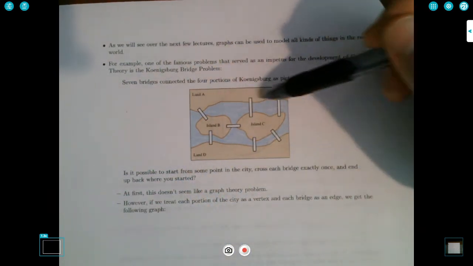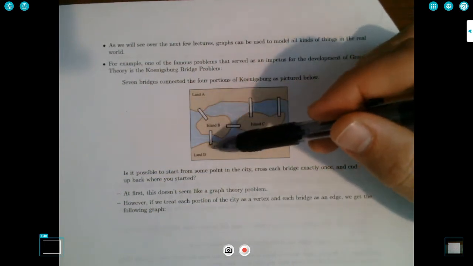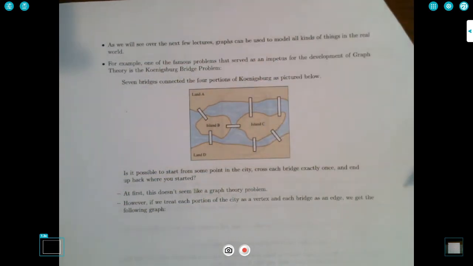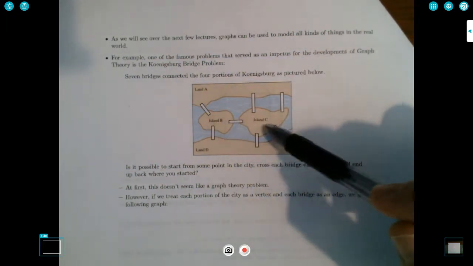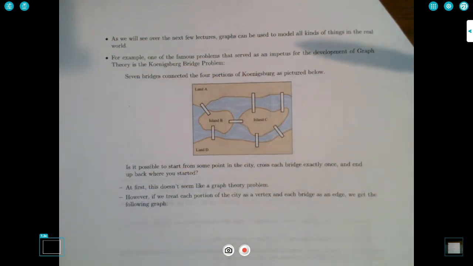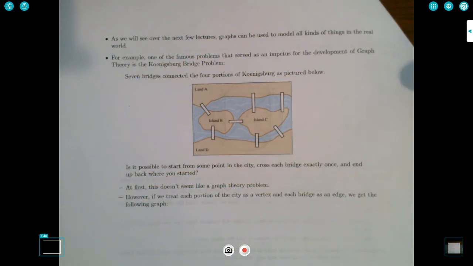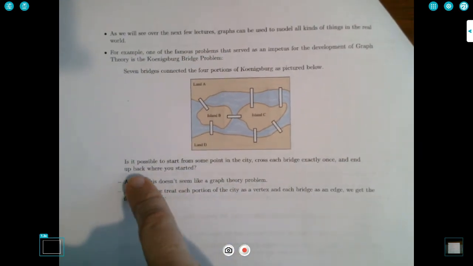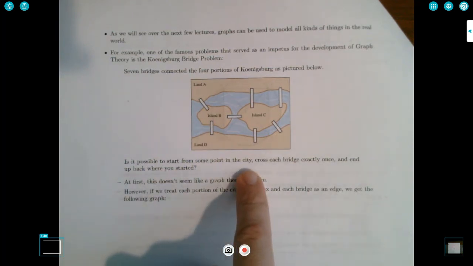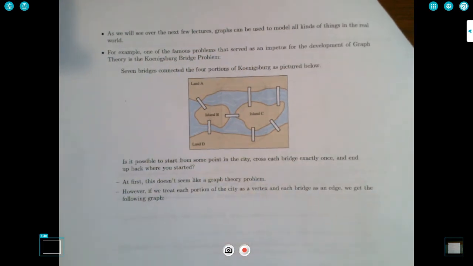So you've got a landmass up here, a landmass down here, a couple of little islands in the middle, and you've got bridges connecting these land masses together. I think in the original statement of this problem, there were pubs on each section of land, and somebody wants to get to all the pubs without crossing the same bridge twice. Anyway, we'll do it a little more innocuously and just say, is it possible to start from some point in the city, cross each bridge exactly once, and end up back where you started?